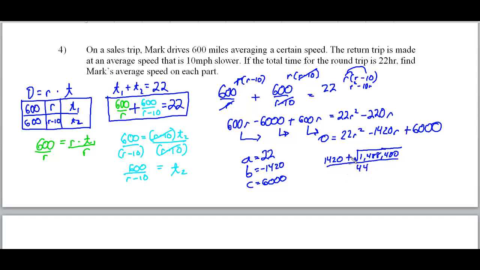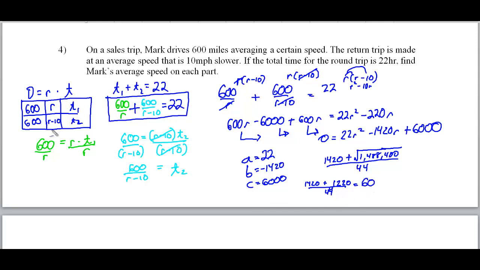Now, you'll notice that I said plus or minus, but by this time you're seeing in these story problems that even though you're going to get two solutions, one is not going to be the answer, and it's usually the one that's being subtracted. Because this 1,488,400 is simplifiable to 1,220. So 1,420 plus 1,220 divided by 44 gives you a whole number answer of 60.